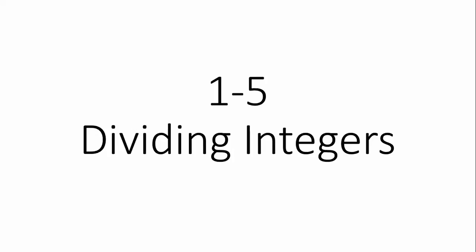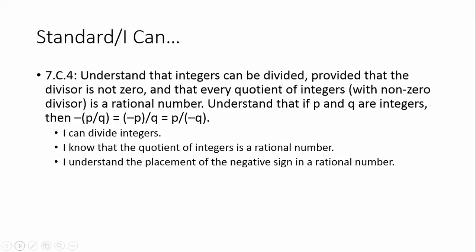Section 1.5 is titled Dividing Integers. So for the standard 7C4, understand that integers can be divided provided that the divisor is not 0 and that every quotient of integers is a rational number. And we'll also learn the rules regarding signs and understand where the placement of the negative sign goes in a rational number.